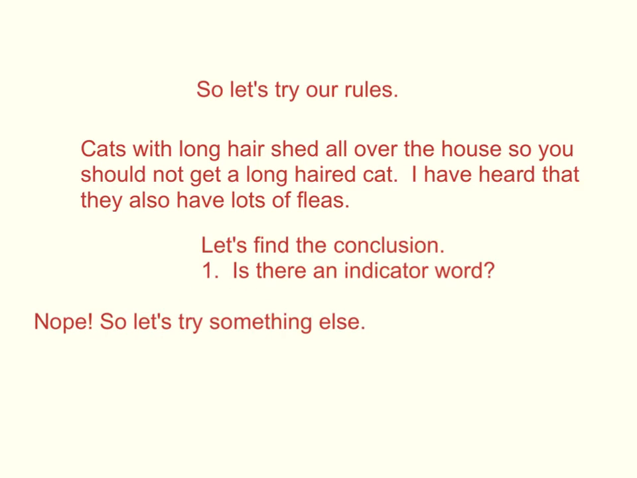So let's try our rules. Cats with long hair shed all over the house, so you should not get a long-haired cat. I have heard that they also have lots of fleas. So let's find the conclusion. That's our first job. And number 1, is there an indicator word? Nope. So let's try something else. And I have to tell you, if you can find an indicator word, you're halfway home. So I would look for that first. Other books will tell you other strategies, but I think that's the best one.